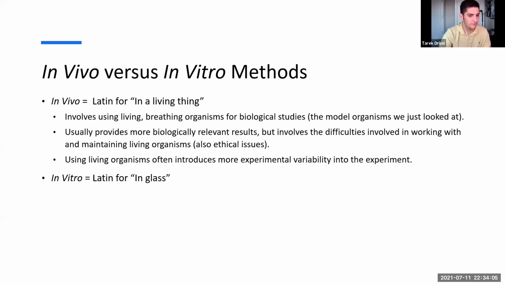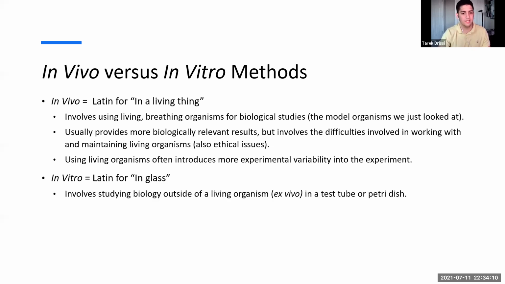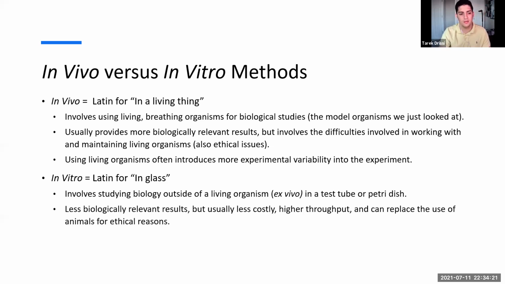So that's in contrast to in vitro methods. In vitro is Latin for in glass. Why? Because it involves studying biology outside of a living organism, or ex vivo is another word for it, in a test tube or petri dish. So in glass, because we use glass petri dishes, glass test tubes. So it's less biologically relevant because we don't have the complexity of the organism. It's not in nature. We're studying cells in a culture, right? We're studying cells in a dish, or studying organs in a dish, or whatever.